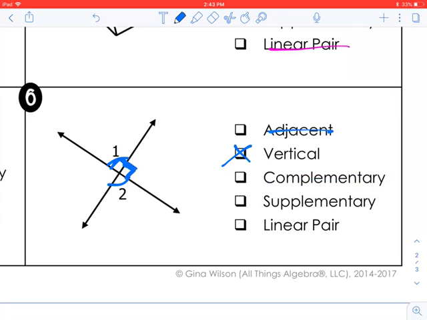Are they supplementary? Well, in this case, if this is 90, this has to be 90. And this has to be 90. So if this is 90 degrees, and this is 90 degrees, what's 90 plus 90? 180. So those are supplementary. Are they a linear pair, though? Are they next to each other? No. So they're not a linear pair.